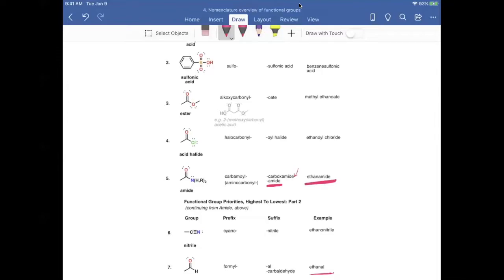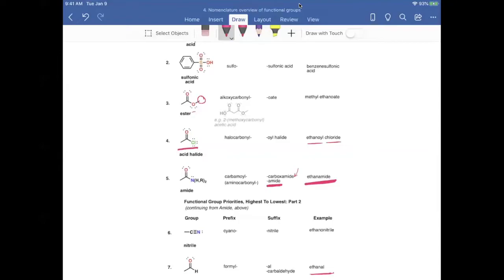For the example shown here, we have a chlorine, so it's going to be ethanoyl chloride. So if we have an ester in our compound, remember our ester is an OR group. And so we have to describe both that it is an ester and we have to describe what group is on the oxygen. We're going to take off the E in the alkane name and replace it with oate.